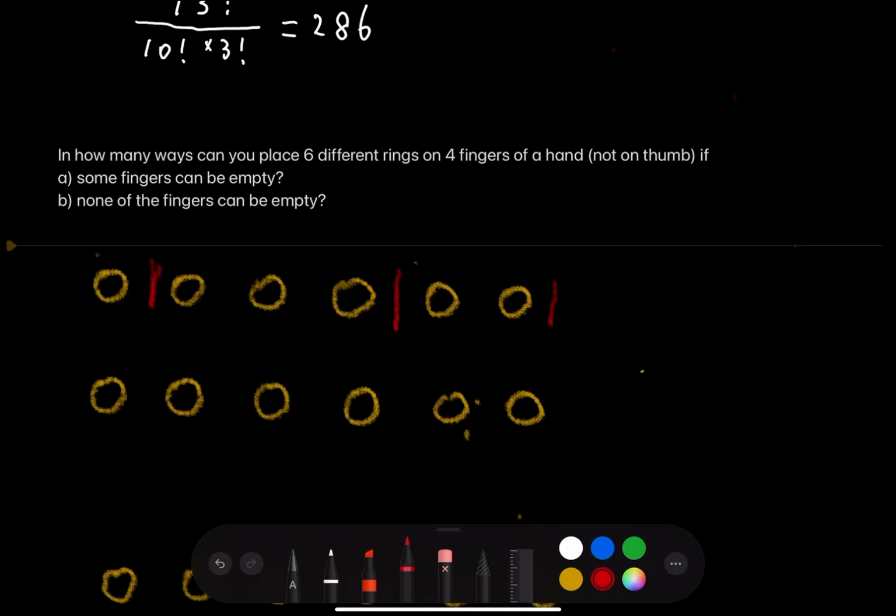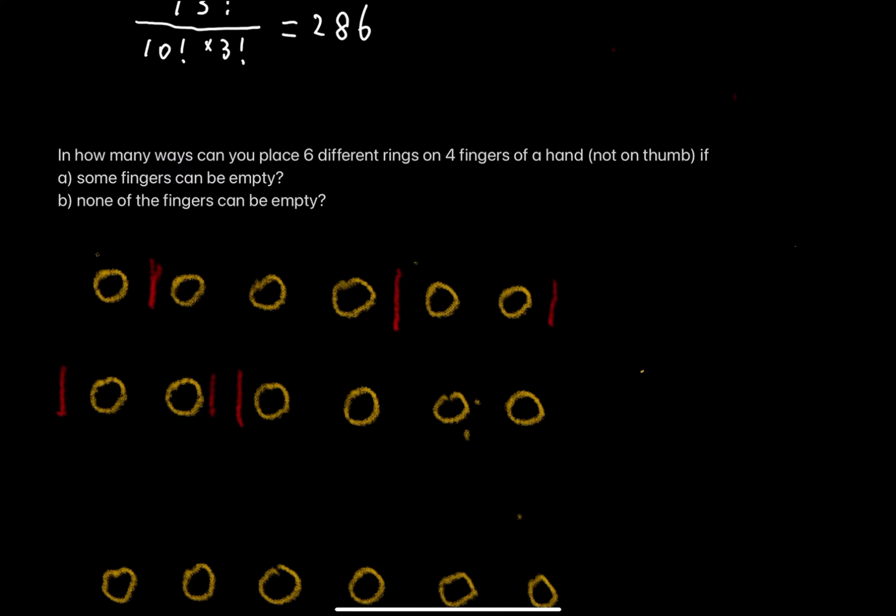Okay, sometimes I can even put 2 separators together, like here, and then I can put one here. So what does that mean? It means the first finger has no ring, the second one has 2 rings, and the third one has no ring, and the last one has 4 rings. So it's all about how you place your separators among your 6 rings.